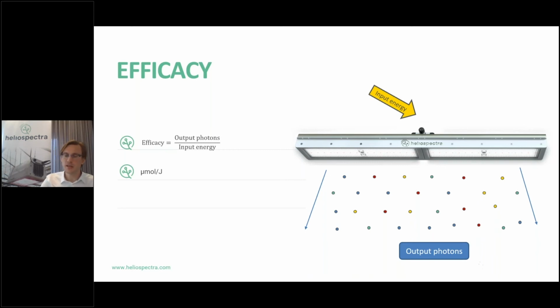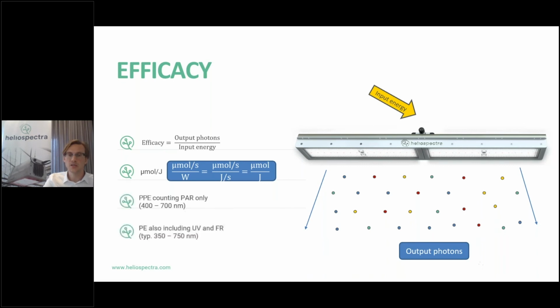If you're interested in the math behind this unit, I'm just going to have a quick pop-up here. The output photons is measured, as we know now, in micromoles per second, and the input power is typically measured in watts, and a watt can be rewritten as a joule per second, and then the seconds are canceling out, and you are left with a micromole per joule. But let's not get stuck in the math and physics here. The unit for efficacy is micromoles per joule.